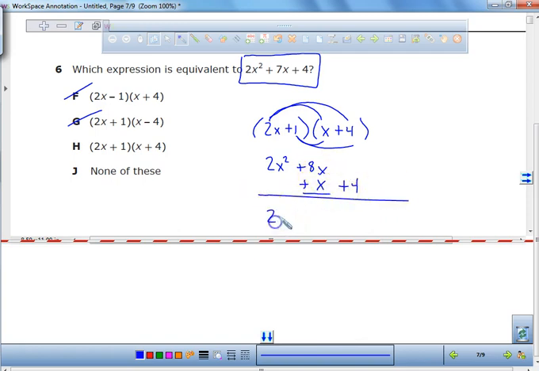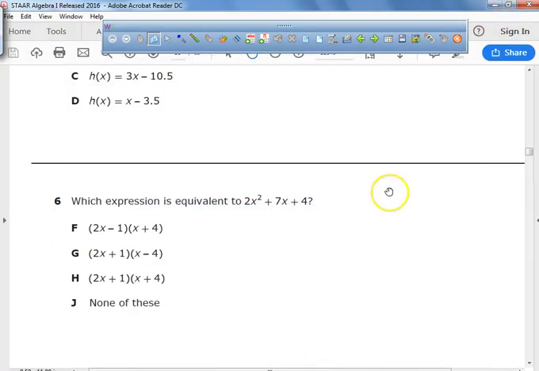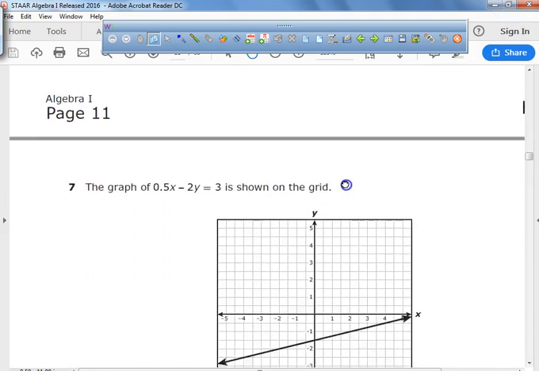The only thing that you can add together are these. But notice, you don't get 7x's, you get 9x's and a... So it's close, but the answer is still... No. Alright. There we go. See if we get to number 7.